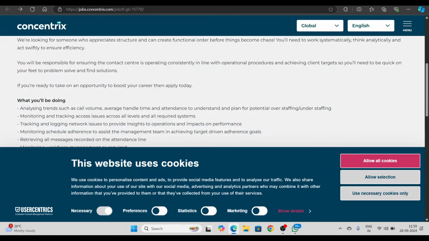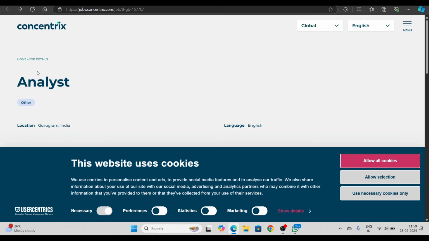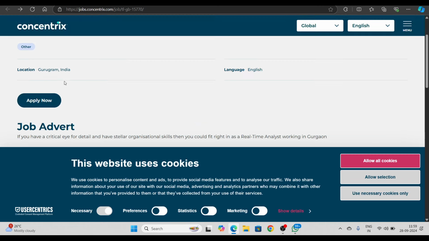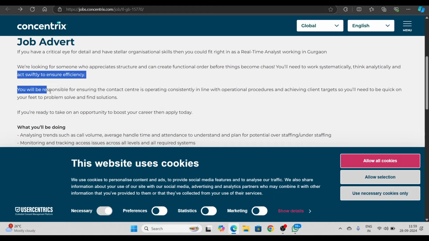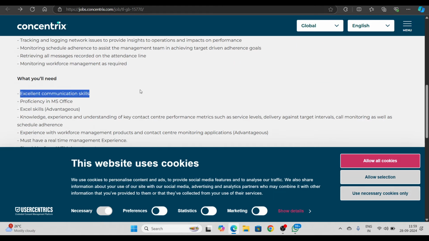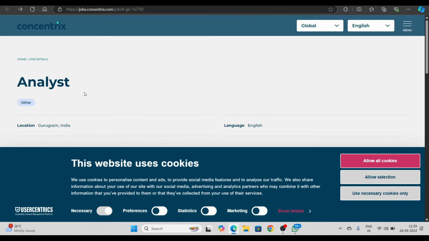Then we have the next hiring opportunity, that is from Concentrix. They are hiring for an analyst position. The job location is Gurgaon. The job advertisement mentions everything about it: excellent communication skills, proficiency in MS Excel, knowledge, experience and understanding are all mentioned, so you can try to apply.